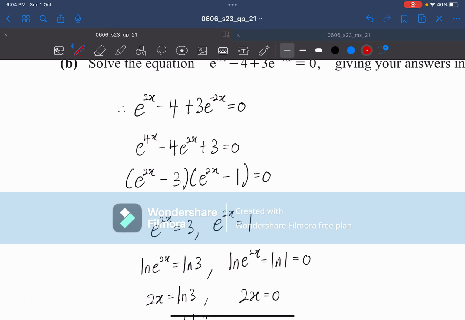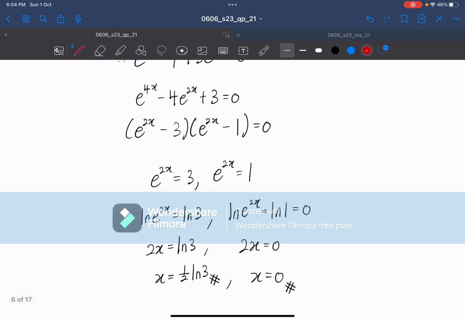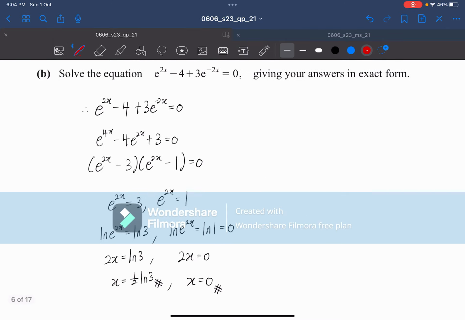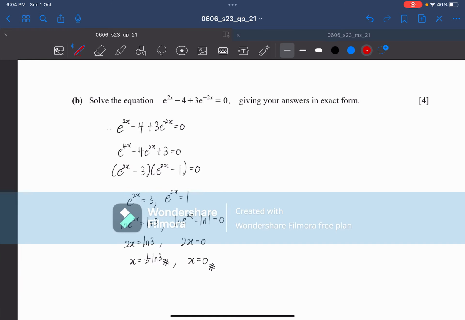Then you have e to the power of 2x equals 3, or e to the power of 2x equals 1. Take ln on both sides. Then you can get the value in exact form. Yep, and that's 4 marks.